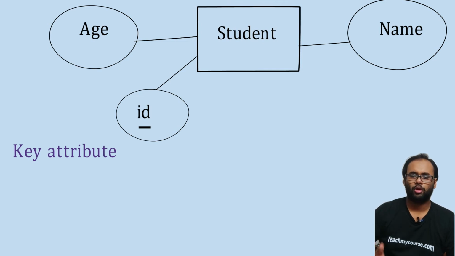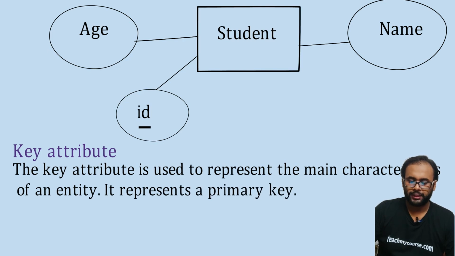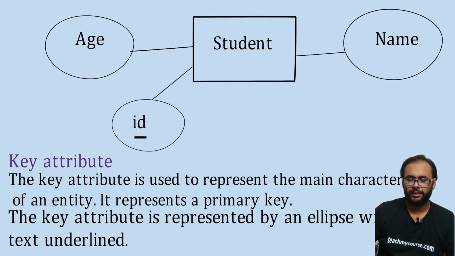The ID or the roll number of a student uniquely identifies it. So it is a key attribute. So the key attribute is used to represent the main characteristic of an entity. It represents the primary key. So the key attribute is represented by an ellipse and it is underlined.